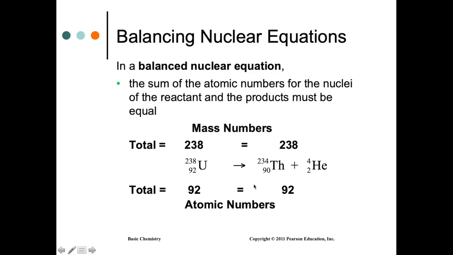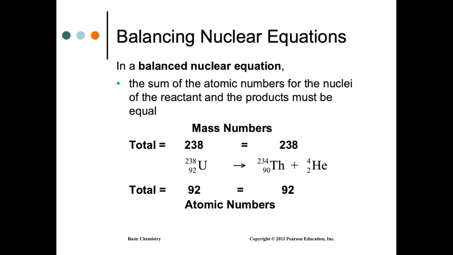Now look at the atomic numbers. We have the 90, which is the atomic number of thorium, and the 2, which is the atomic number of our alpha particle. 90 and 2 is 92. Notice that the atomic number for uranium is also 92. So since our mass numbers and our atomic numbers are balanced on both sides of that arrow, this is a good balanced nuclear equation. And that's what I mean by making sure your nuclear equations are balanced.